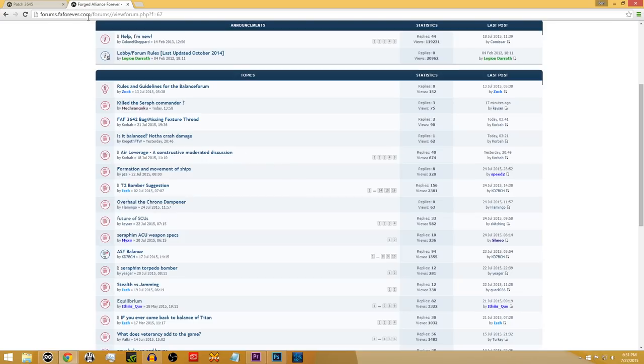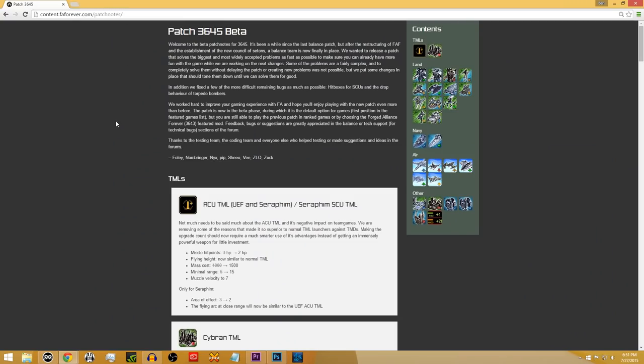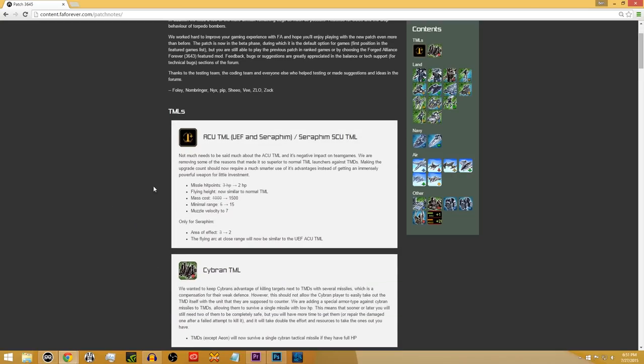So without further ado, let's go ahead and jump through this. The biggest and most important change is the ACU TAC launchers. And I love this. I have been begging for this change forever. And it has finally come about.